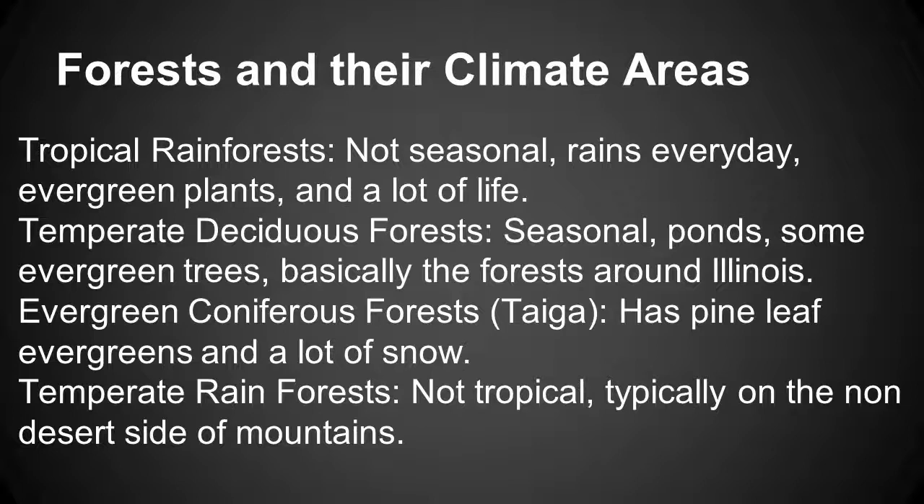Then there are evergreen coniferous forests, also known as taiga. Winters are long, dry, and very cold. In taigas, they contain coniferous evergreen trees which have needle-shaped, wax-coated leaves that can withstand the cold climate. This type of forest receives the least amount of rainfall.